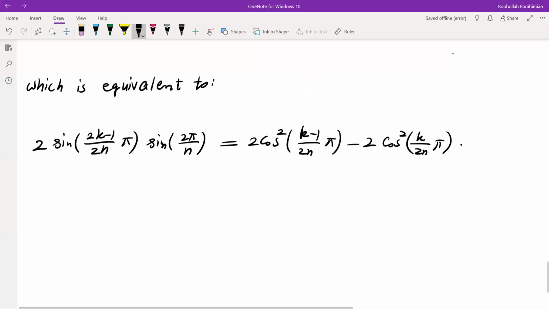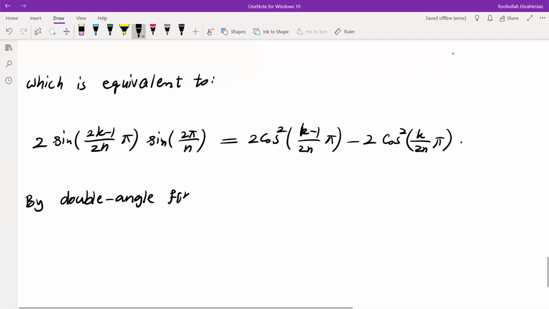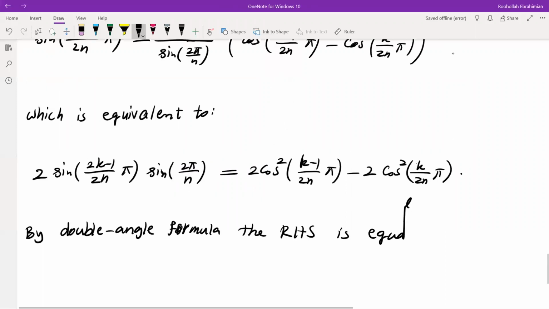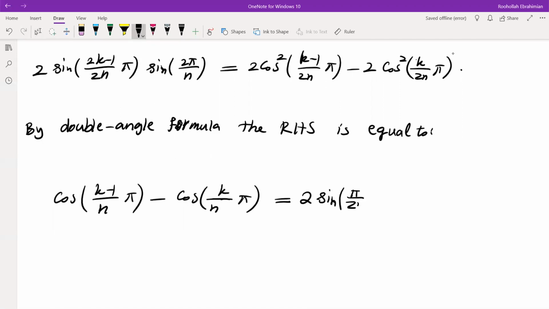And then by the double angle formula, if you look at the right hand side, 2 cosine squared is cosine of the double angle. So cosine of (k minus 1) over n pi minus cosine of k over n pi, and then you could just evaluate that by the sum to product or difference to product formulas. So it's 2 sine of pi over 2n times sine of (2k minus 1) over 2n pi.